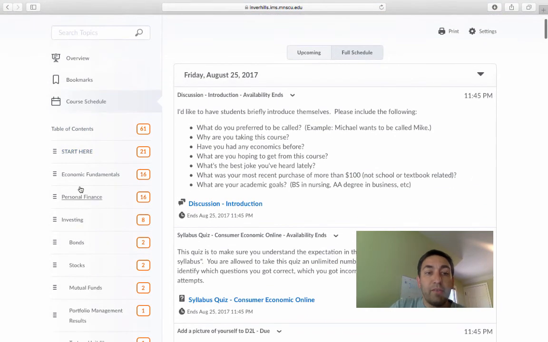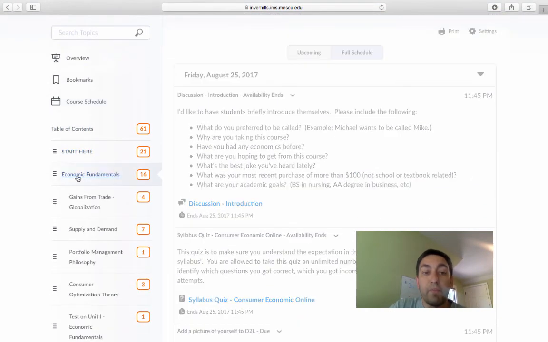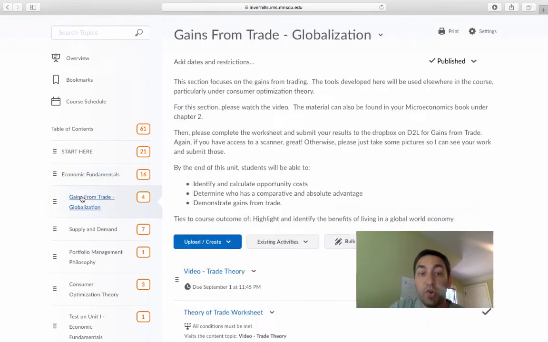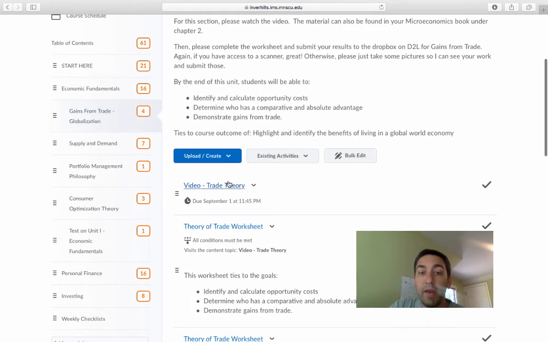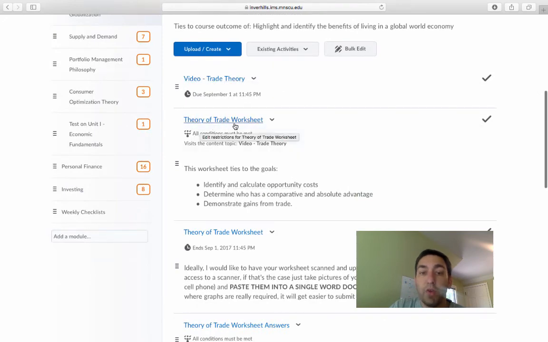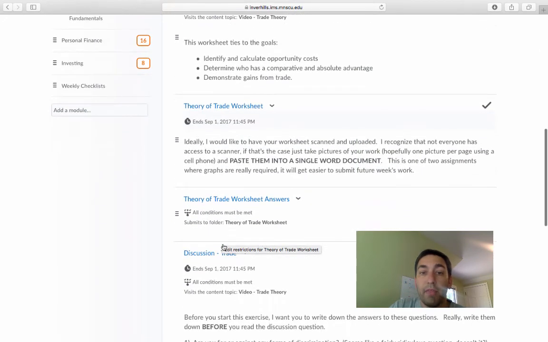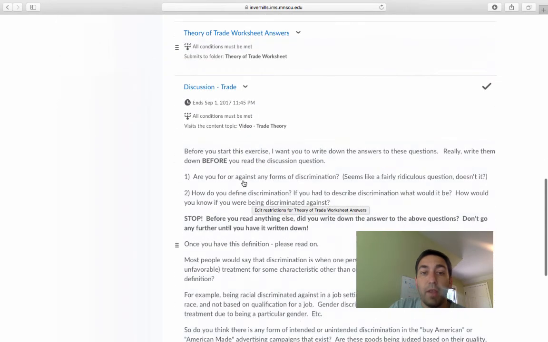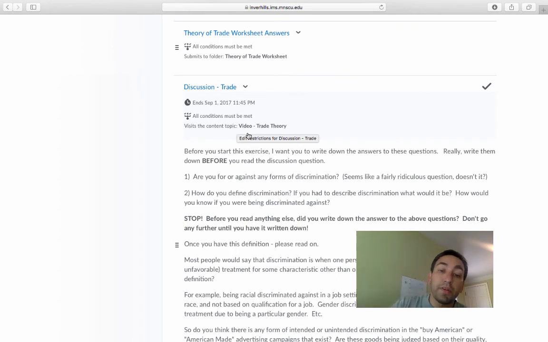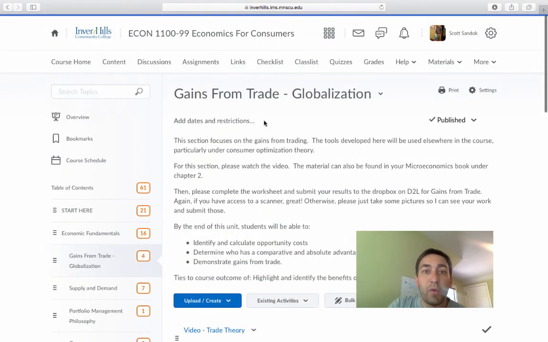This is the table of contents. So, for example, in economic fundamentals, we'll be starting with gains from trade. There's a video on trade, and after you watch the video, there's the trade worksheet, and then there'll be the answers to the trade worksheet. And here's a discussion. Notice on the discussion, I can't have you do the discussion until after you've watched the video. Why? Because I want your educated opinion. I want you to demonstrate the economics of what you just watched. So I'm going to lock you out until you actually have done the work that's required. I think that's the main overview.